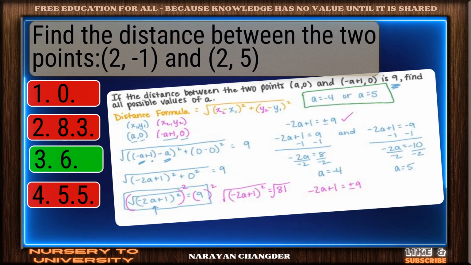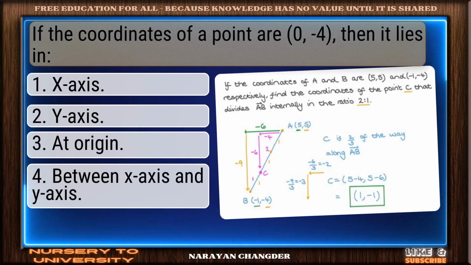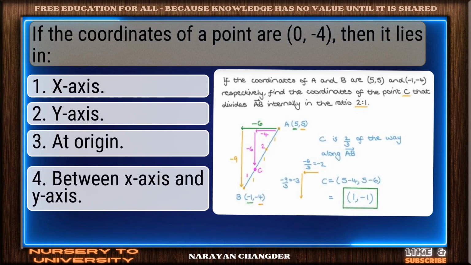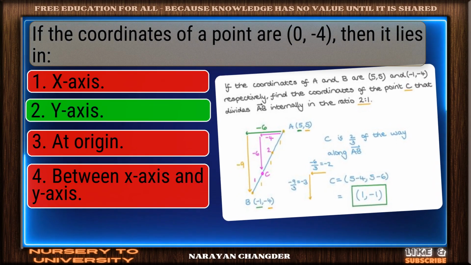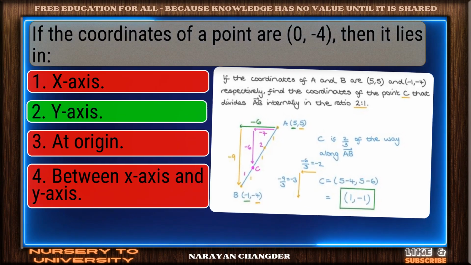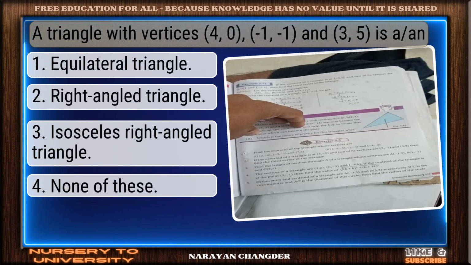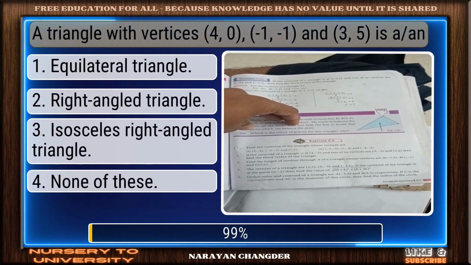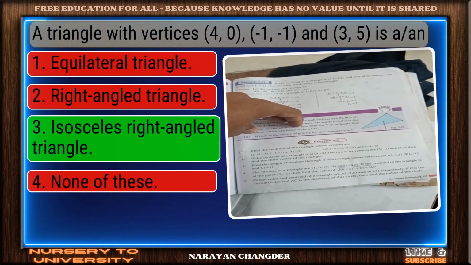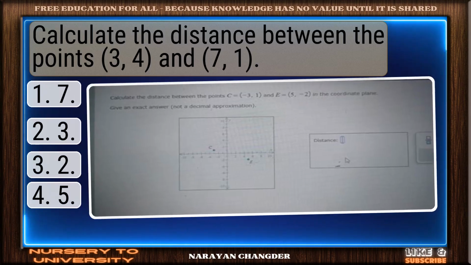Well done. 6 is right. If the coordinates of a point are, then it lies in. Nice work. Axis fits perfectly. A triangle with vertices. And is again. You chose isosceles right-angled triangle, correct?